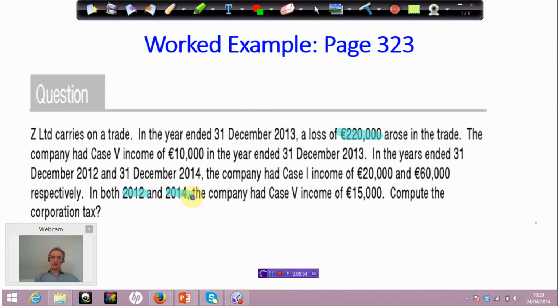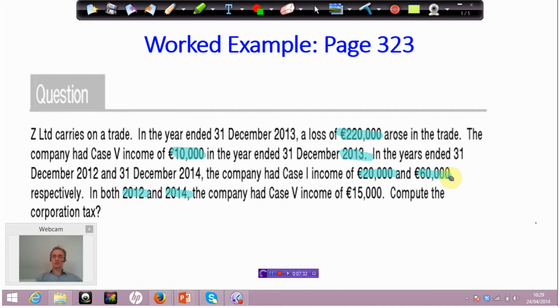Now, I'll draw your attention back to our first slide where we looked at those steps, in other words, the steps that we have to complete in order, and that 2, 3, and 4 are at our option, but if we are utilizing them, then we have to go in that order. So in this case, what you'll see is that we do in fact have other income in 2013. We have case 5 income of 10,000. And in addition to that, we do have case 5 or case 1 income in 2012 and 2014, so in the preceding year and in the following year.